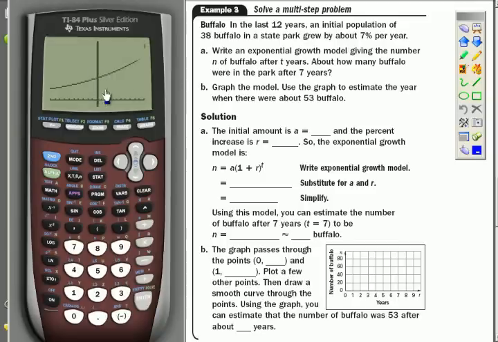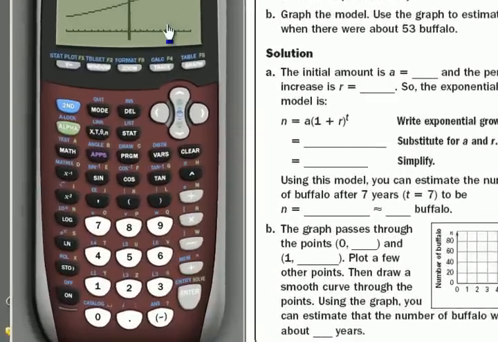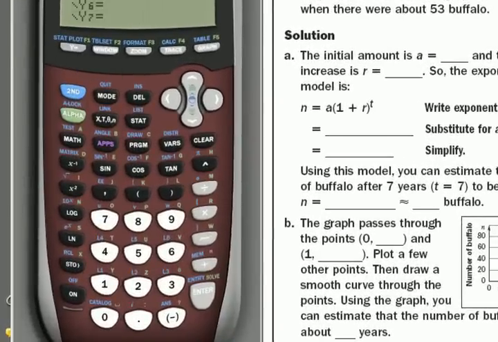And this is the graph from 0 to 10 right here. So while that doesn't help you a lot, what if I go down here and I say, when are we going to have 53 buffalo? When's y going to equal 53? Well, right here in this spot, right in this location, that is when you're going to have 53 buffalo.